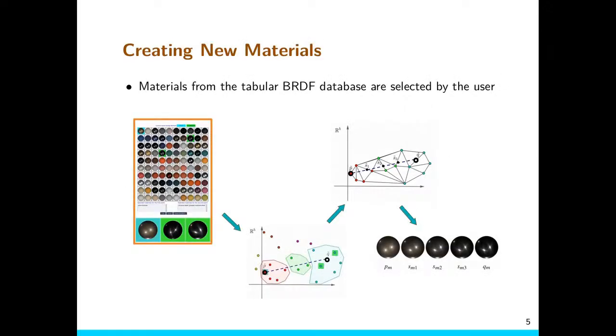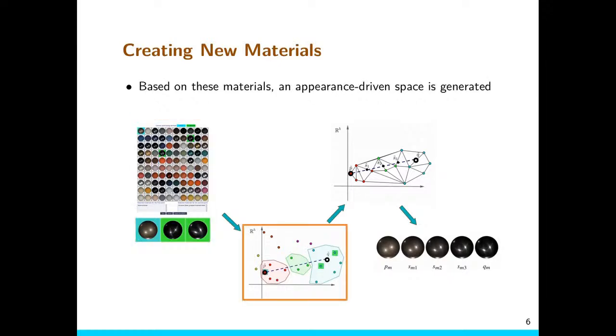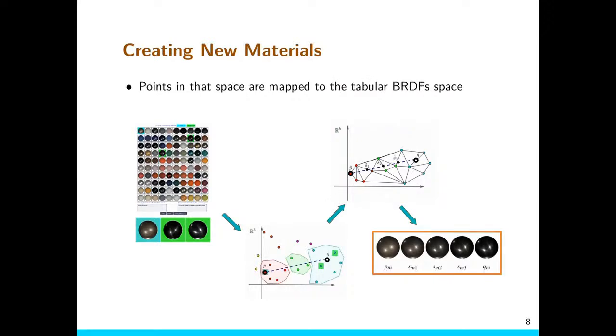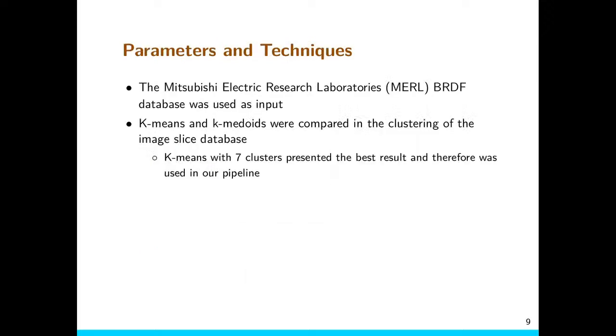I will describe the pipeline developed to create new materials. First, materials from the tabular BRDF database are selected by the user based on renders of the materials. Then, based on the materials selected by the user, an appearance space is generated, and navigation in the appearance space is performed. So, points in that space are mapped to the tabular BRDF space, and the new materials are created.